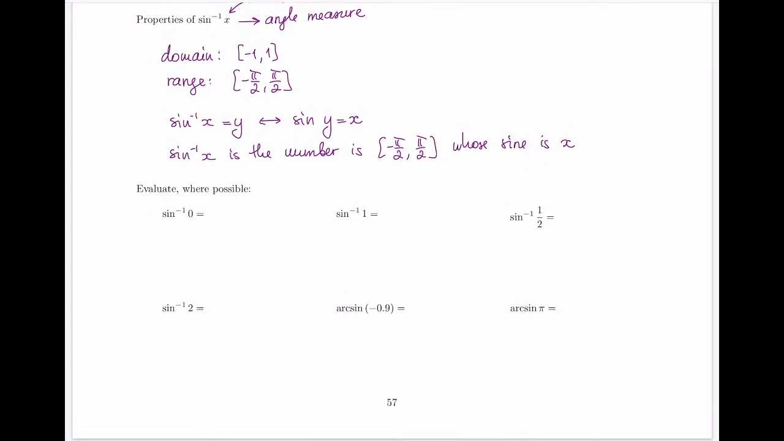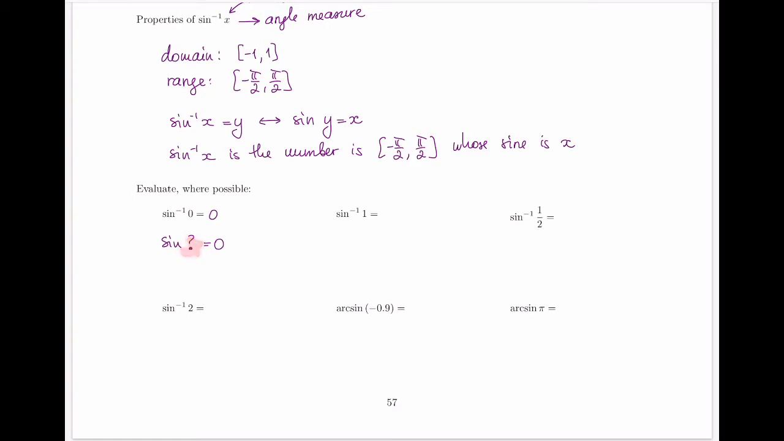Now, keeping this definition in mind, let's take a look at a couple of various evaluations that we can perform. So, sine inverse of 0. That means that I have to think of an angle whose sine value is 0. Okay, remembering our lovely unit circle, I can remember that the sine corresponds to the y values, which means that the sine of 0 will be 0. So here I can have a 0.